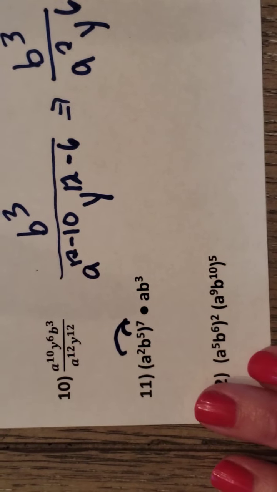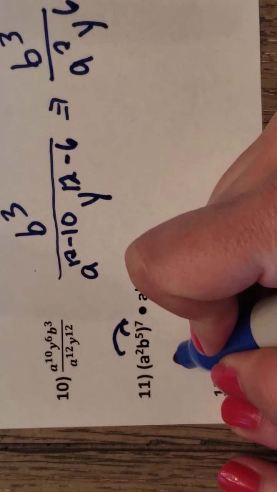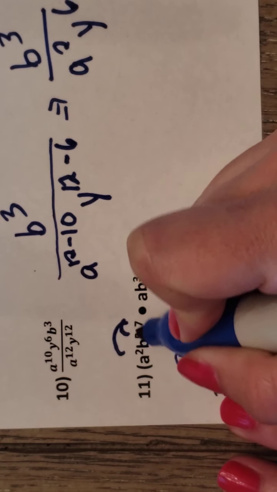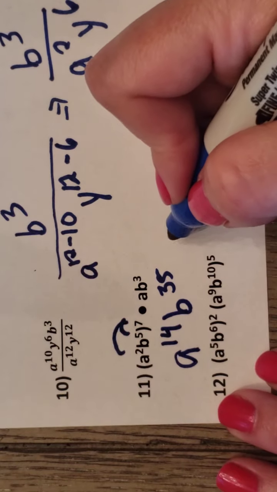So draw your arrows. And we know when it's power to power, we are multiplying. So we have 2 times 7, which is 14. 5 times 7, which is 35. And then I'm going to drop this guy down.